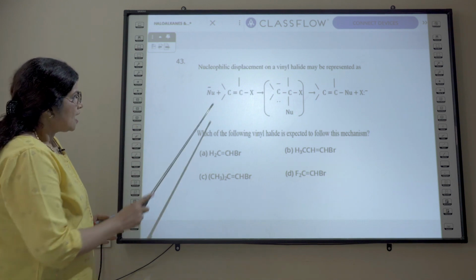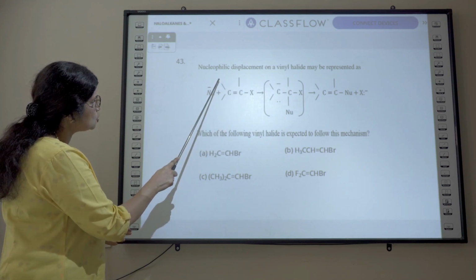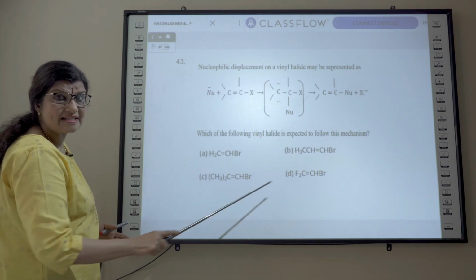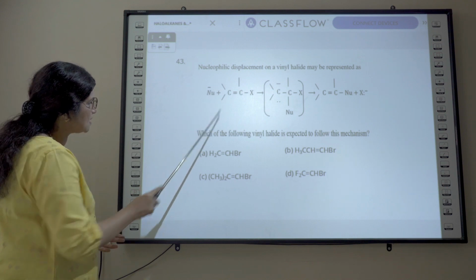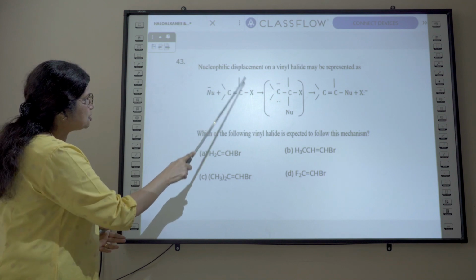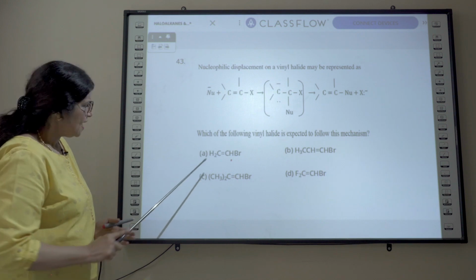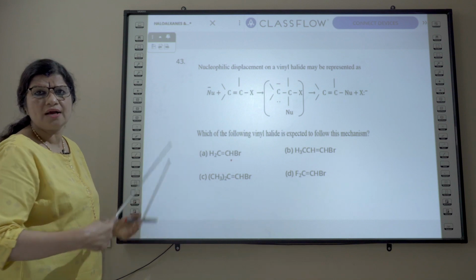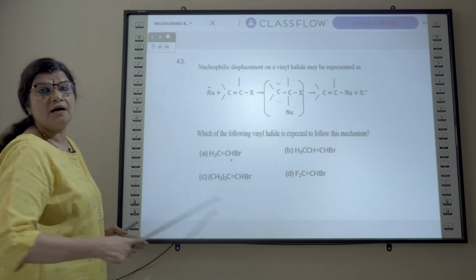You must be clear that this is just a general representation, so some groups are attached here. What these attached groups are is displayed in the various options. In option A, the two groups attached on this carbon atom are two hydrogens, H and Br. It is a vinyl bromide. The hydrogen does not play any specific role in increasing or decreasing electron density. Let's analyze all the options.